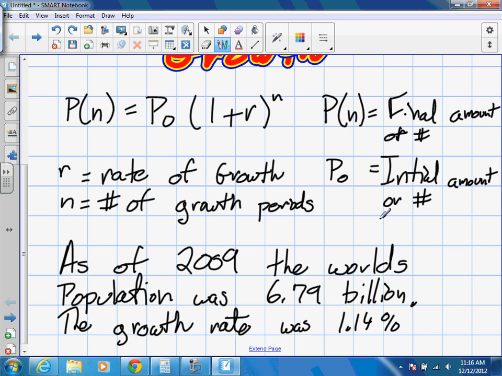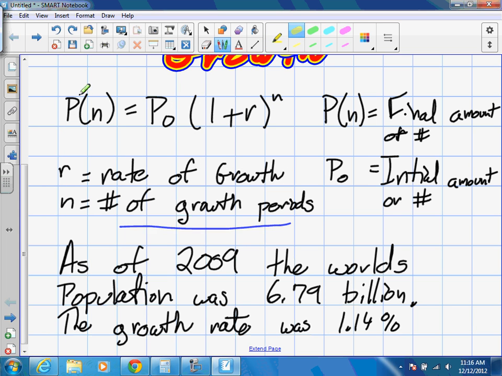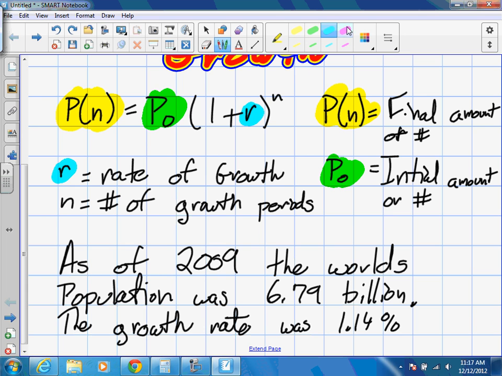So if we're taking a population as of now, we have to actually find out the number of people. R represents our growth rate. So what percent is the population growing by per year? And N represents the number of growth periods. Are we calculating it over the course of 1 year, 10 years, 5 years? So we're just going to relate these to each other. Pn is our final amount. P naught's the initial amount. R is the growth rate, and N is the number of periods, okay?